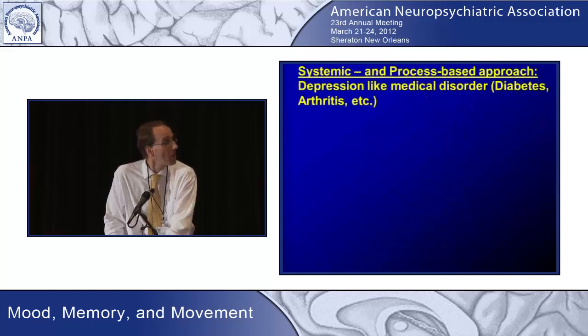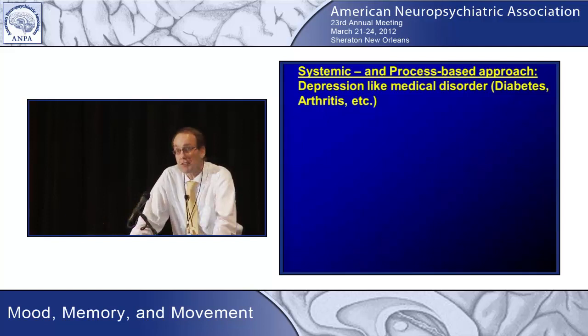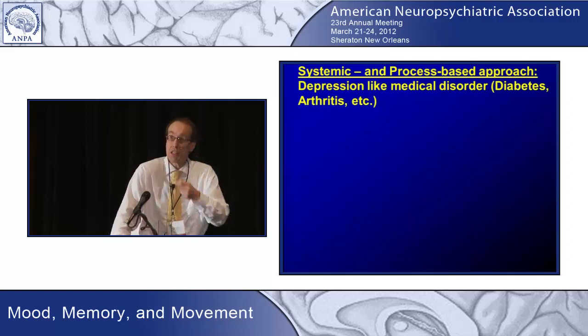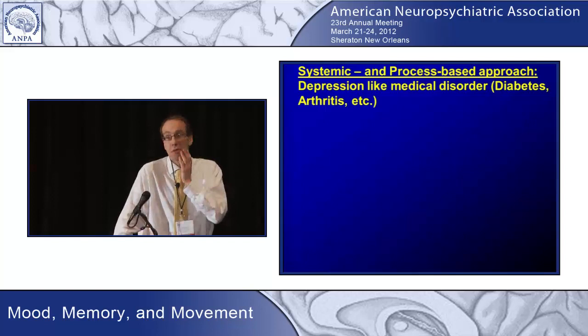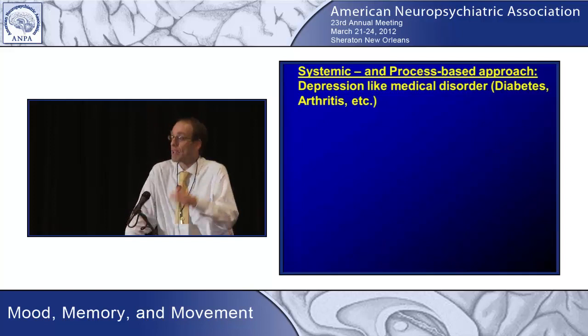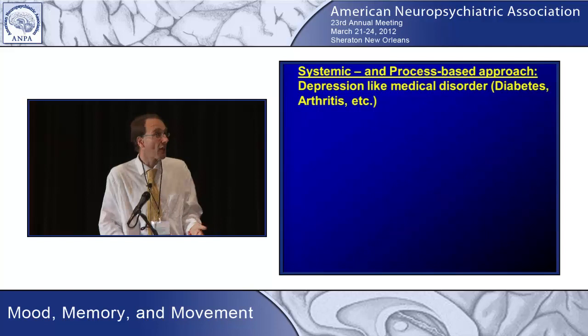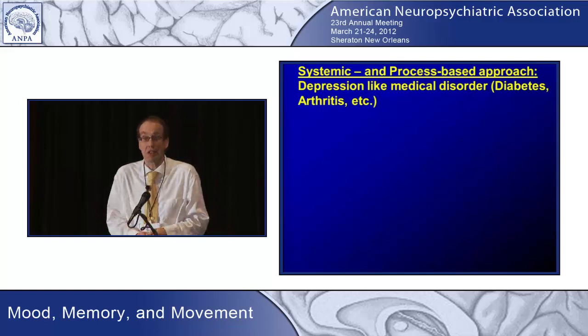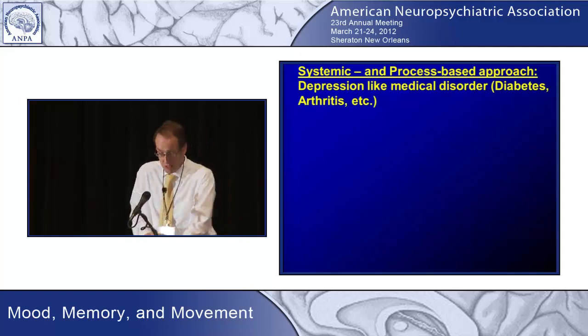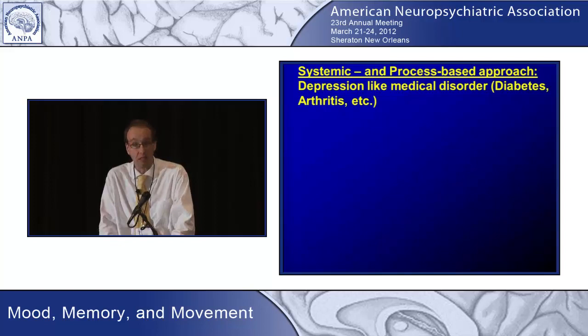So that leads Helen herself and ourselves, in parallel really, to take a more systemic, or process-based, approach. Compare depression to medical disorders like diabetes and arthritis. You have diabetes, the insulin affects the whole body. It works everywhere. Arthritis can affect every joint and other functions of the body. Immunological disorders are typical systemic disorders. And I would argue, and that is the point I will try to make, that depression is indeed a systemic disorder, if you want, a neurosystemic disorder. But ultimately, when you see the symptoms, it affects the whole body.